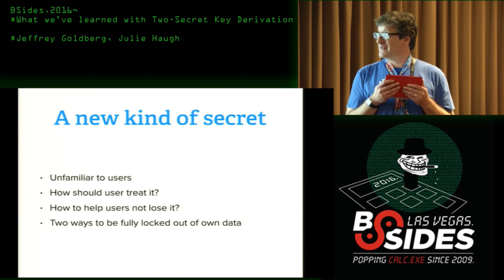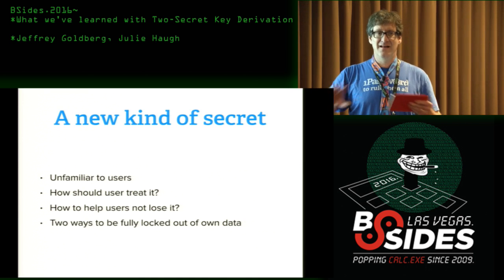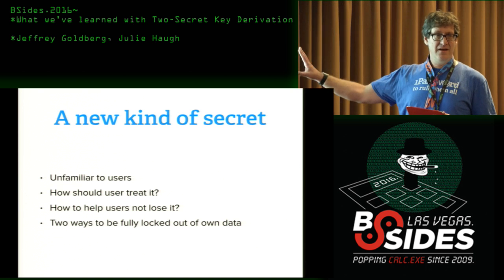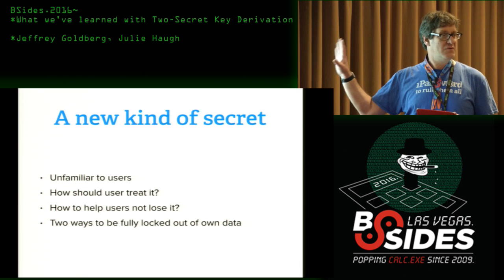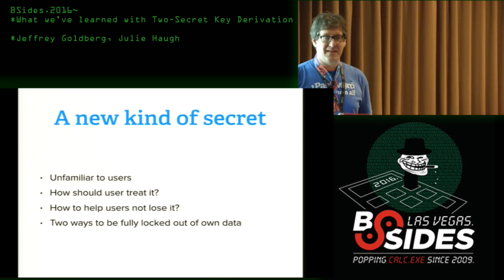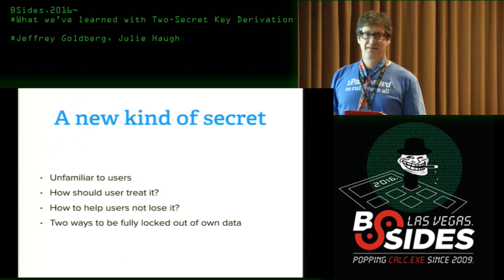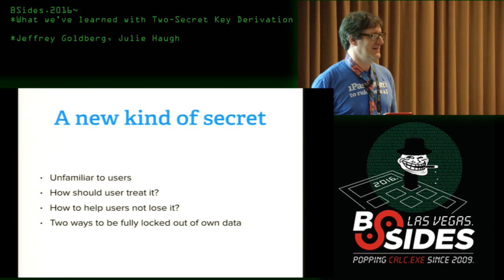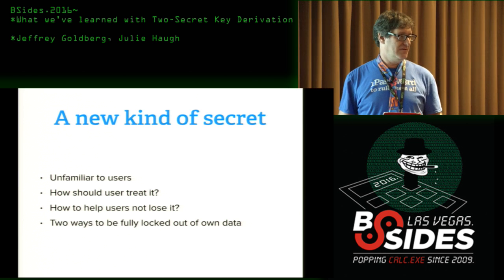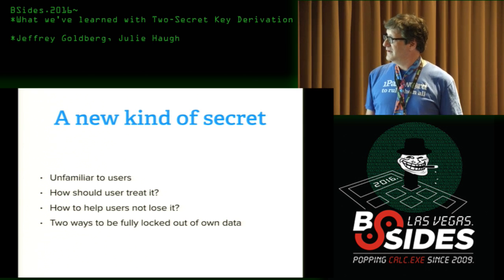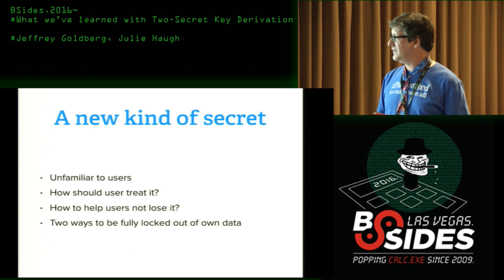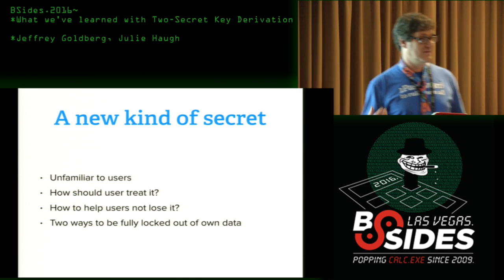Now, I said in Cambridge, I talked about the technology, the key derivation, all of that stuff. My concern here is we are presenting a new kind of secret to users. And we kind of hope that they behave in ways that help their security instead of harm their own interests. Now, so we've got this new kind of secret. It's unfamiliar. So the questions are, how do we get users to treat it properly? How can we help users not to lose it?